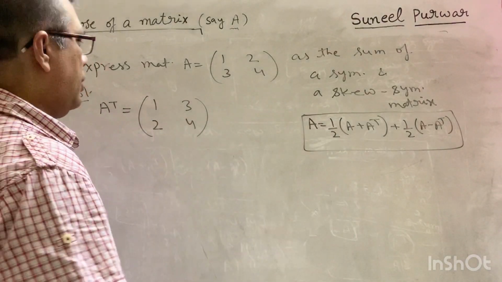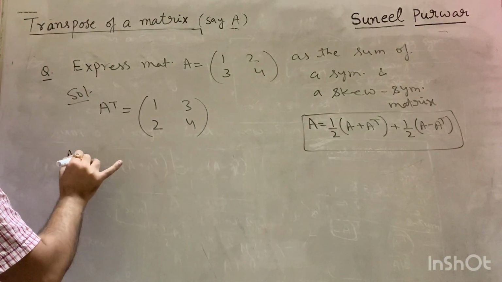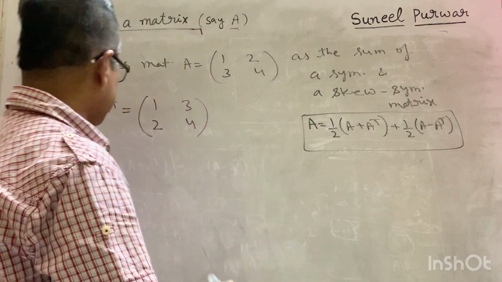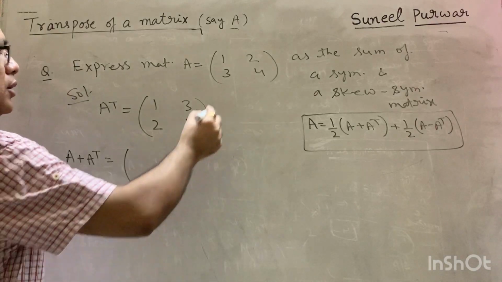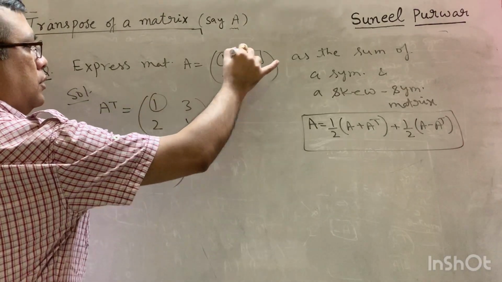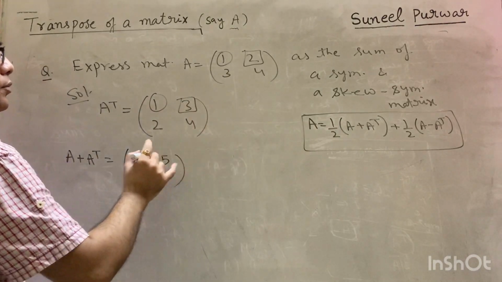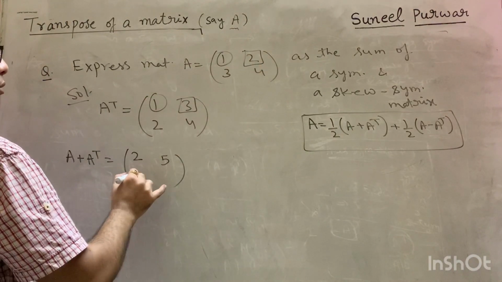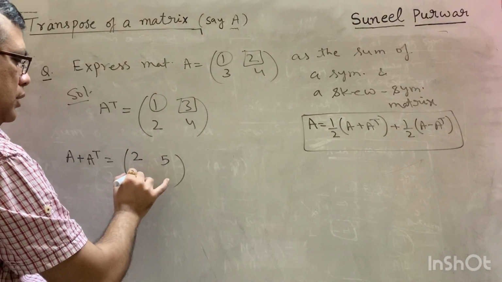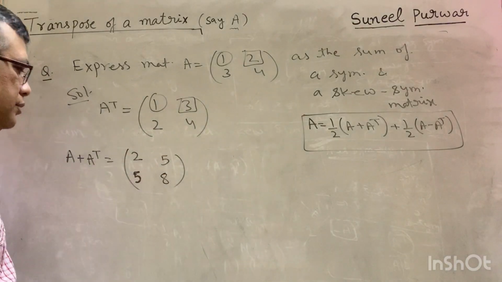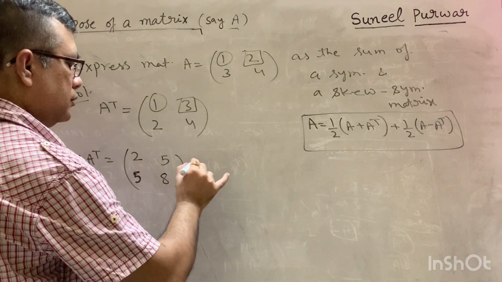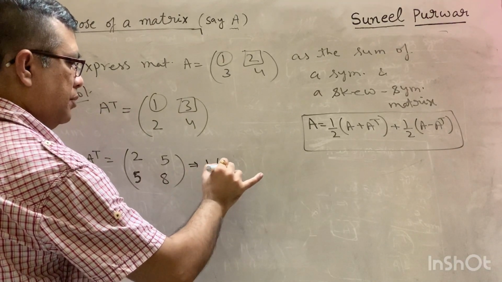Now find A plus A transpose, this part. How will A plus A transpose come? Add the corresponding elements. What do you get? 2, then you will get 5. So 2 5, 2 plus 3 is 5, 4 plus 4 is 8, adding the corresponding elements. Now what is half of it? This gives half of A plus A transpose.